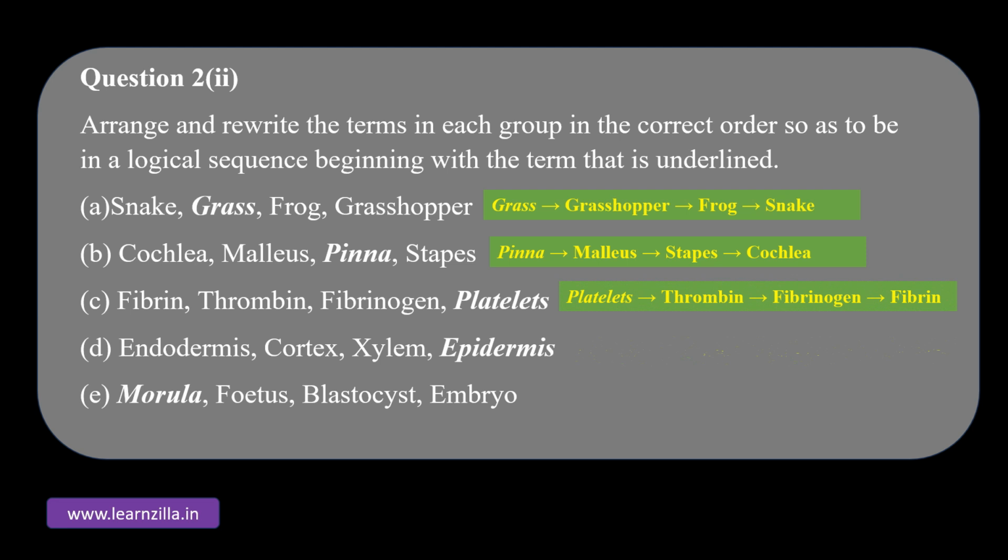Next one, endodermis, cortex, xylem, epidermis. Start with the epidermis. Hope you are ready with the answer. Epidermis, cortex, endodermis and xylem. Next one, morula, fetus, blastocyst, embryo. Start with morula and the right sequence is morula, blastocyst, embryo, fetus.